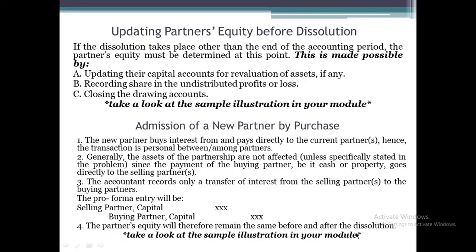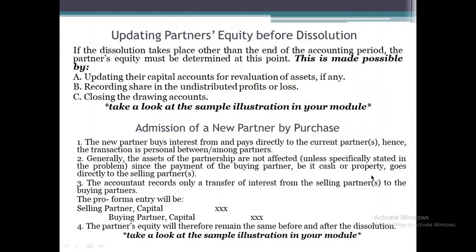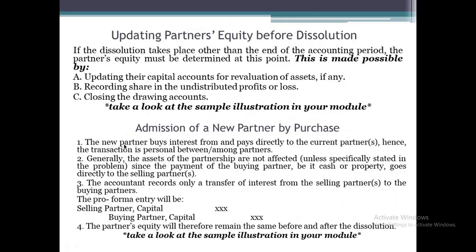So, ayan. So, tingnan natin yung sample illustration. So, ngayon, na-discuss natin tong apat na to na admission of a new partner by purchase. So, ngayon, titingnan natin yung sample illustration sa inyong module.